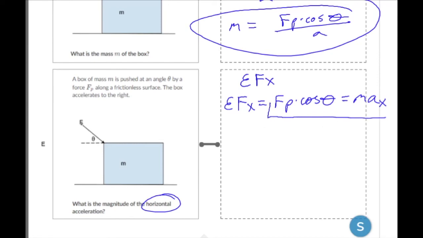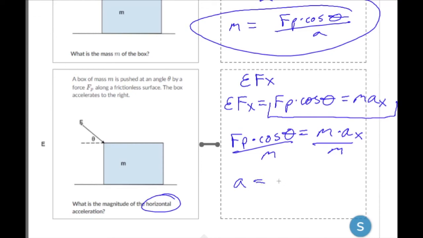So again, we're concerned with this part of the equation. Take it down here, Fp times cosine theta equals mass times acceleration in the x. To solve for acceleration in the x, we just divide by mass. We find out that acceleration is equal to Fp times cosine theta all over mass.